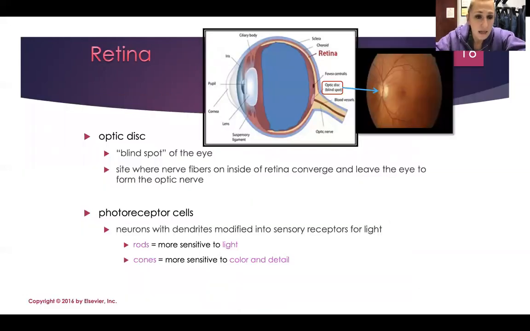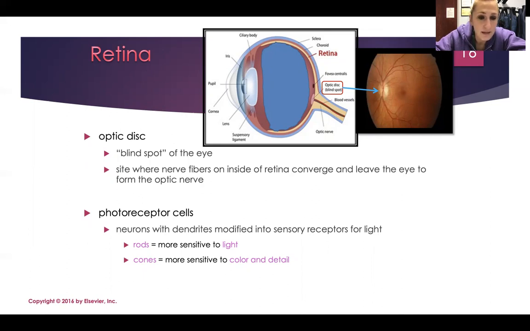So the optic disc I brought up already, called the blind spot of the eye, because that is where those nerves come together and converge to turn into that optic nerve and leave the eye to go to the brain. Nerves and blood vessels are located here, but no photoreceptors at all. So not only is it just that the nerves are there, but there's no photoreceptors. So there's no visual image physically being formed there at all.